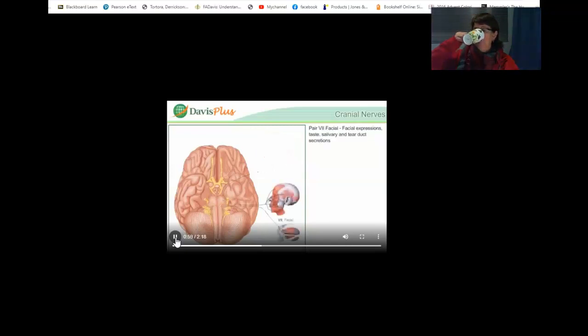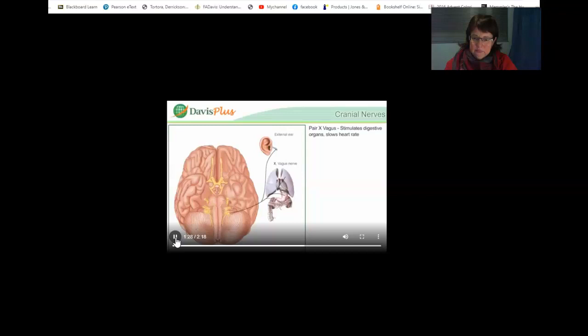Abducens nerve directs lateral eye movements. Pair 7, the facial nerve. This nerve manages facial expressions, taste, and salivary and tear duct secretions. Pair 8, the vestibulocochlear nerve, commonly known as the acoustic nerve. The vestibulocochlear nerve controls hearing and balance. Pair 9, the glossopharyngeal nerve. This nerve interprets taste and controls some swallowing movements. Pair 10, the vagus nerve. The vagus nerve stimulates digestive organs and slows heart rate.